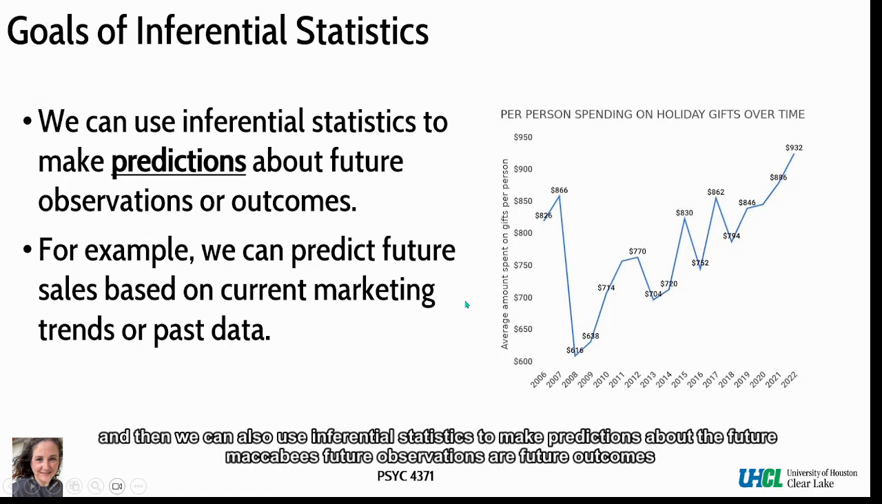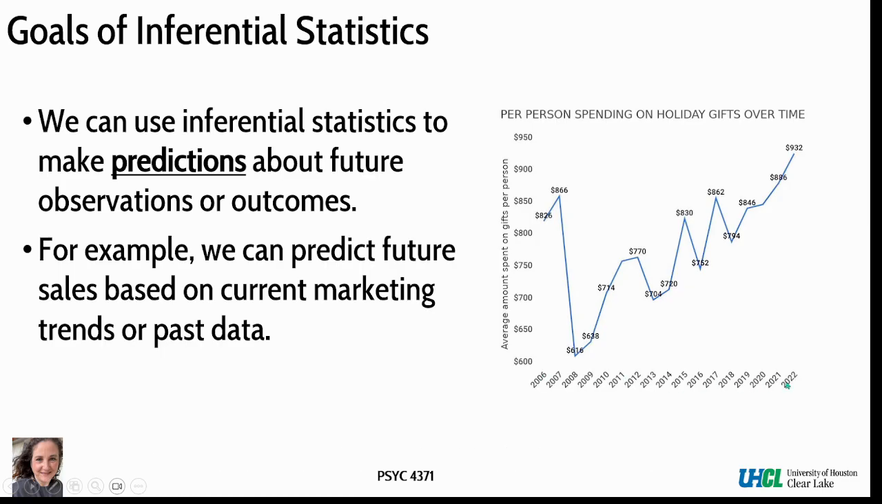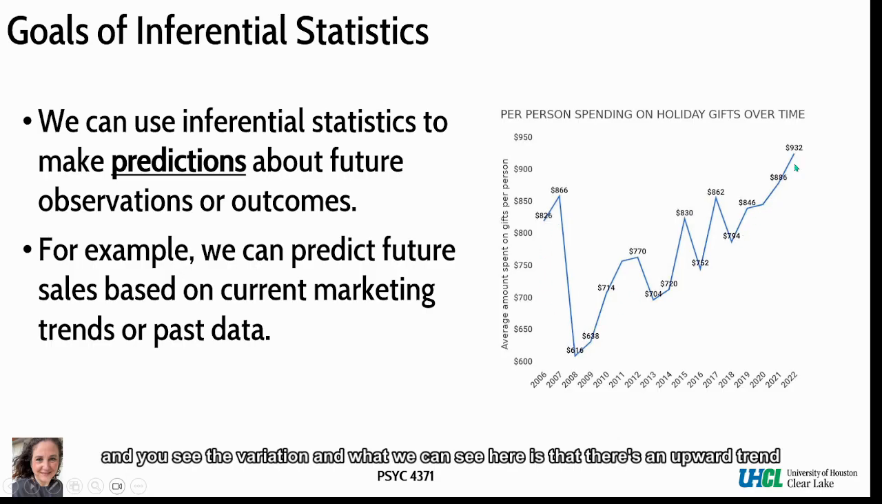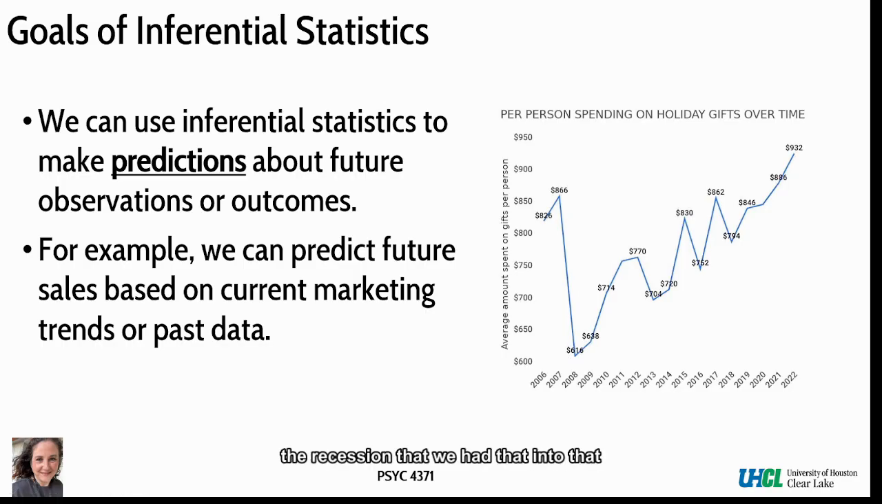And then we can also use inferential statistics to make predictions about the future. And that could be future observations or future outcomes. So you have an example here on the video where you have a graph showing you per person spending on holiday gifts over time, and you see time is measured in years, so you're going from 2006 all the way to 2022, and you see the variation. And what we can see here is that there's an upward trend. Okay, you can see that in 2008 there was a significant drop, and that correlates to the recession that we had back in 2008. Let's pray we don't have another one of those again.